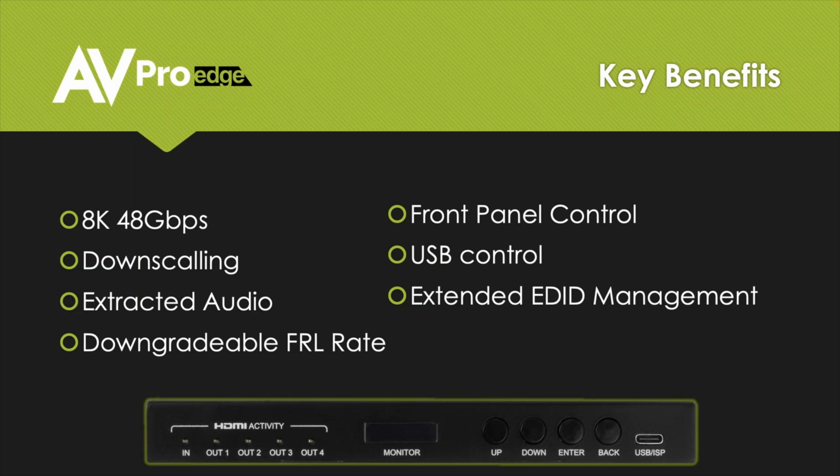We will talk about that, and this is when you're going to mix displays of different resolutions. You don't need to make a compromise and pick the lowest resolution of a display. You can pick the resolution of the display based on the output. We have extracted audio, which we'll get into also, and then the downgradable fixed rate link. So we can adjust the fixed rate link between the 6 levels that exist with HDMI 2.1. We'll have some graphs and talk about that in a little bit. The front panel control is also very nice. We do have USB control through Windows. And of course, because it's an AVPro product, we have extended EDID management. That is a feature we pioneered in the market and we continue to lead with.